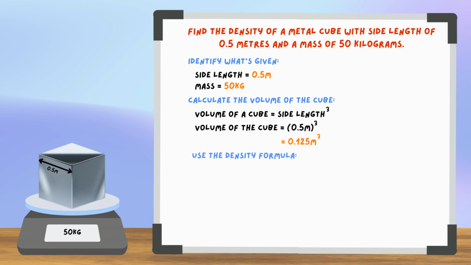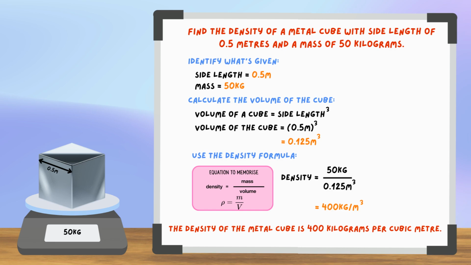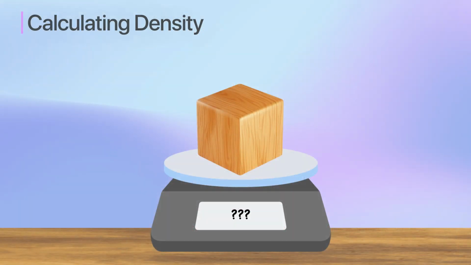Next, we use the density formula. Density equals mass divided by volume. When we plug in the values, we get density equals 50 kilograms divided by 0.125 cubic meters. When we calculate the result, we get the answer that the density of the cube equals 400 kilograms per cubic meter. Let's try a different practice problem.